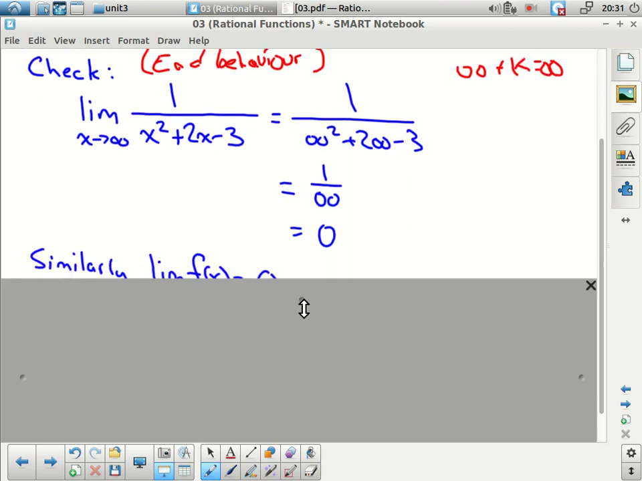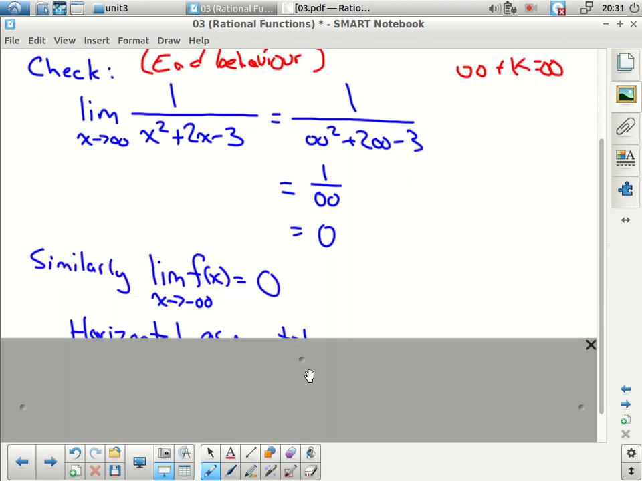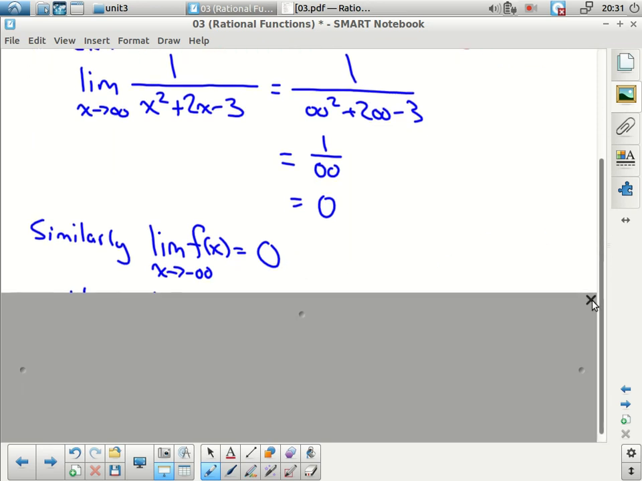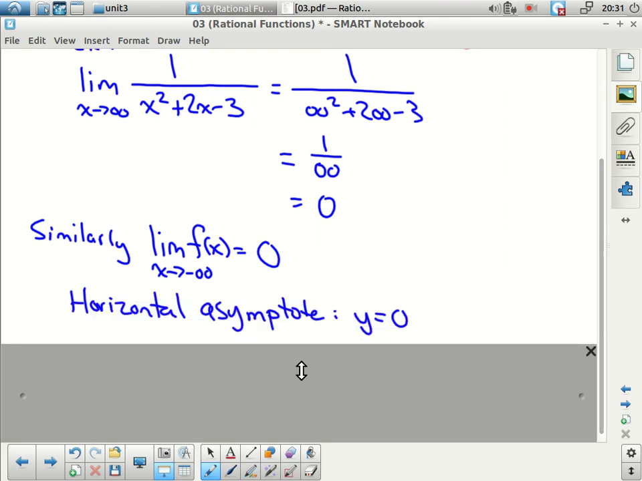And similarly from the other side, I can show that as I go to negative infinity, it's also 0. So because my end behaviors are tending towards 0, that means that I have a horizontal asymptote at y equals 0. So the x-axis is my horizontal asymptote.